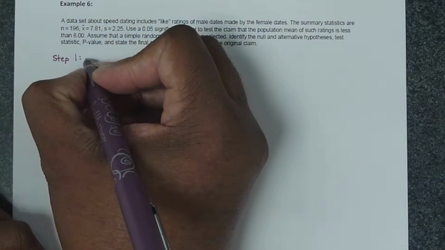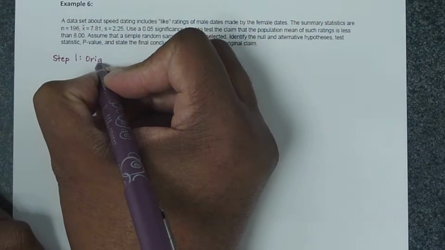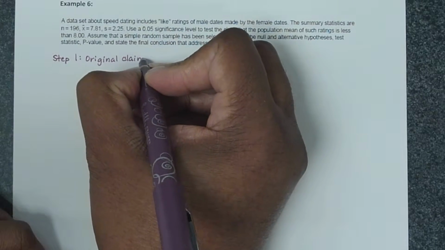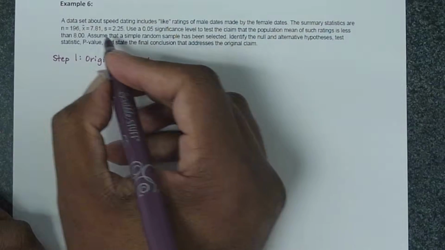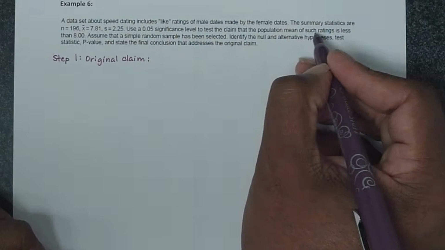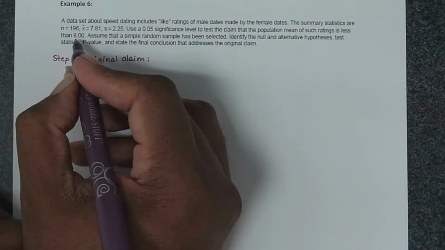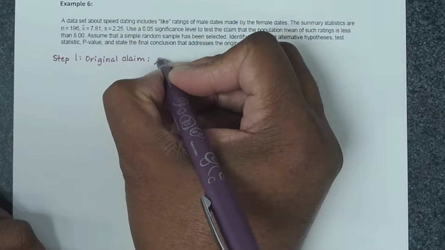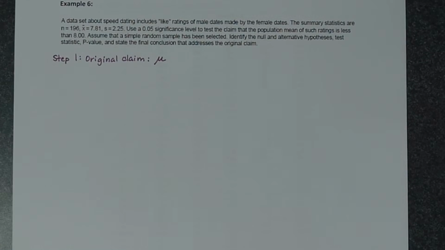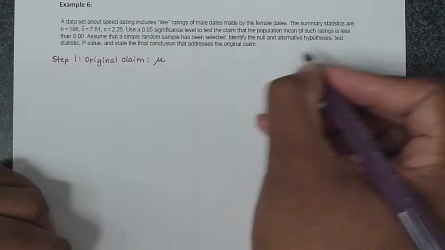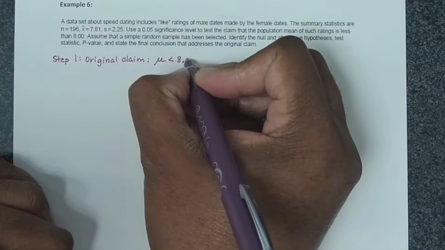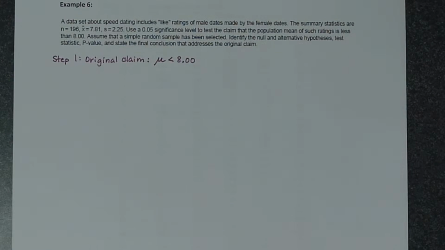Starting with step number 1, we need to identify the original claim and write it in symbolic form. Well, the claim is that the population mean of such ratings is less than 8.00, and we're testing a claim about a mean, so we must use the Greek letter mu. It's all about reading the problem. Is less than 8.00, so we have to use the less than symbol, 8.00.